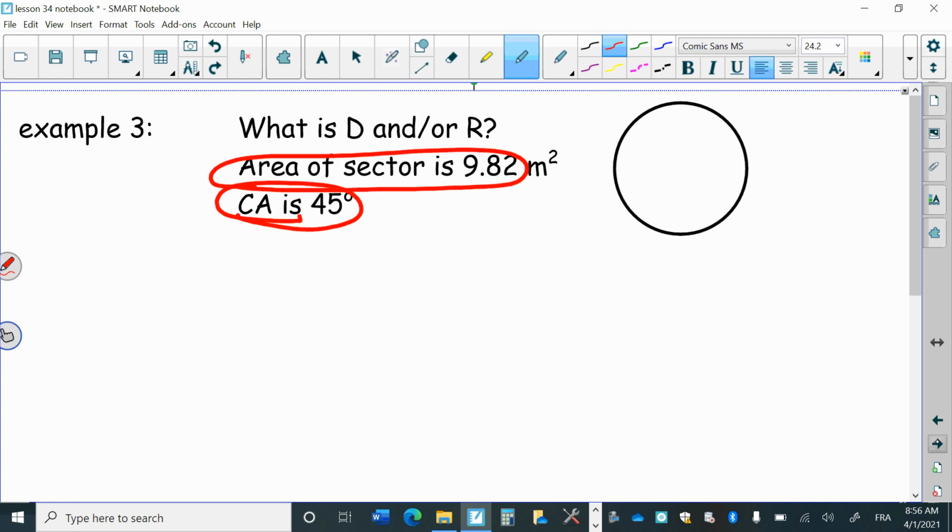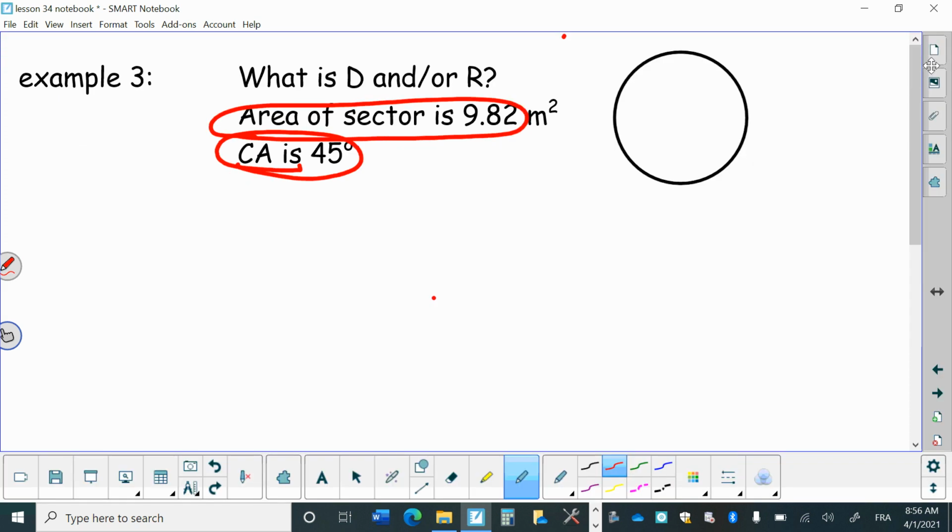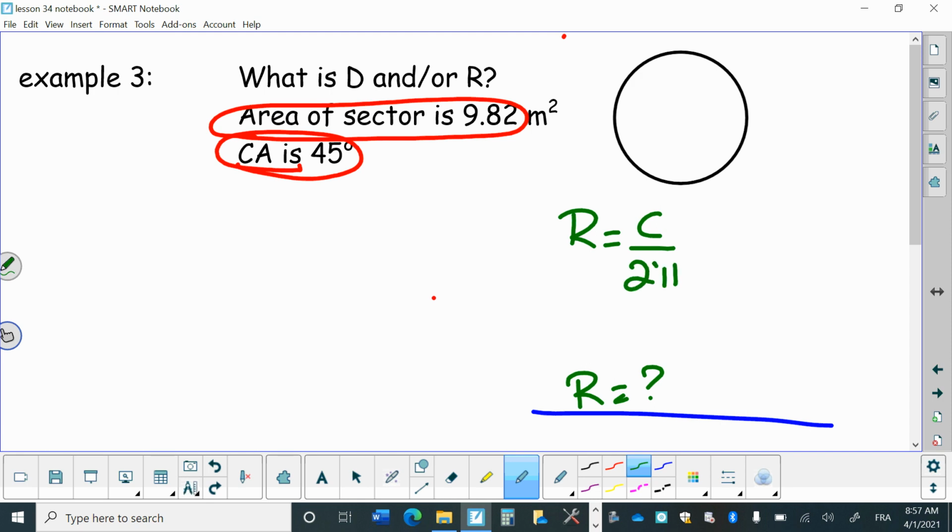Now, if they're looking for radius or diameter, that means that in this question, I'm not finding sector, I'm not finding arc, but if I want to find, let's say I pick on radius, okay? I want to find radius. Look at your formula sheet. The only formulas that you have for radius would be circumference divided by 2 pi, or you have find radius by doing the square root of the area divided by pi.